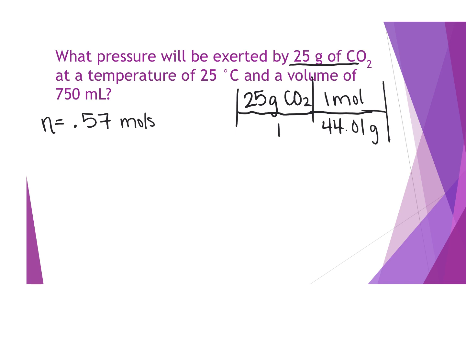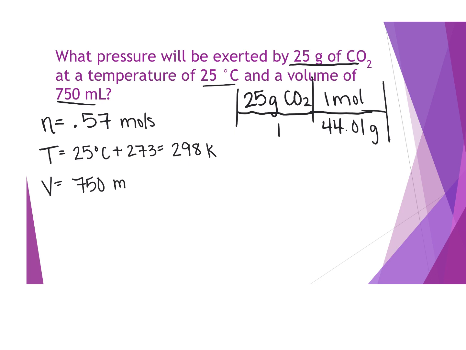What's the next number given to you? Hold it for volume. You have temp is 25 degrees Celsius. What is that in kelvins? Is that 298? Okay. What's the third number? What are you solving for? Pressure. And then finally, what value is always given to you? 0.0821.